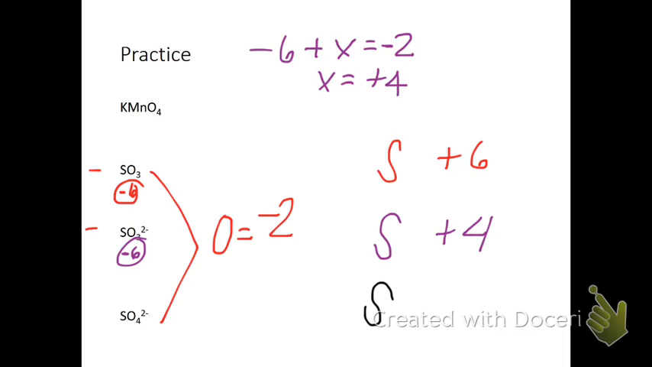Okay? And then the last one, still -2 for oxygen, but what's my total negative? -8, which I need to equal a -2, so what is sulfur? +6. Okay? Any questions right now? So far, so good? Okay, there's one on the worksheet that I want to do just so you know how to do this.